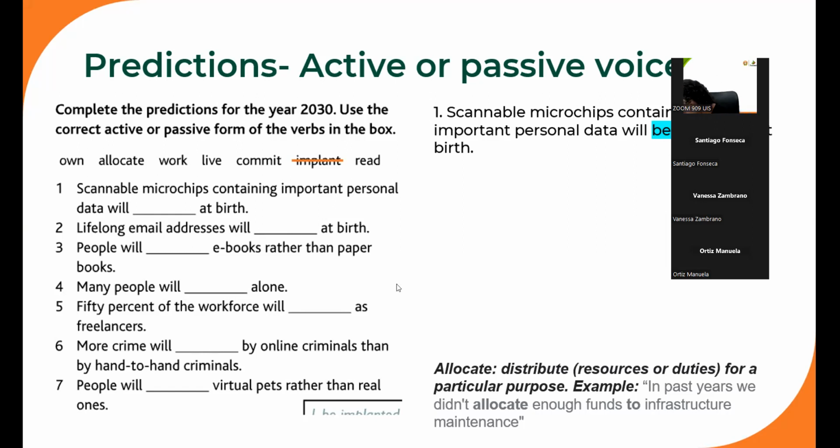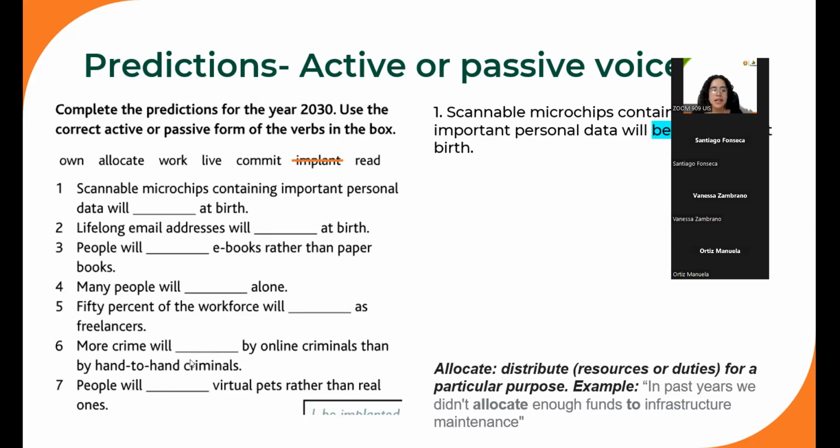More crime will allocate. No, we already used allocated in the second one. So it's another one. It's commit. The verb is commit. So how did you put it? More crime will, the verb is commit. Be committing. Yeah, will be committed by online criminals than by hand-to-hand criminals.